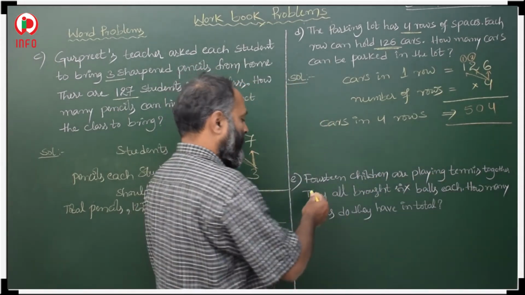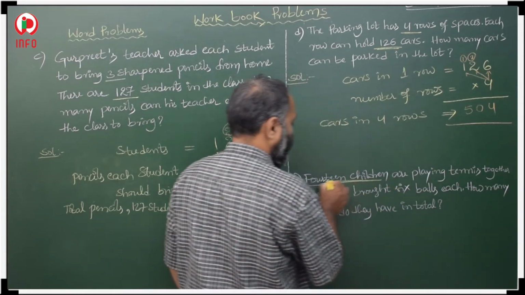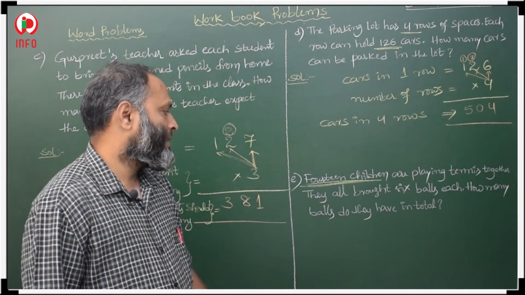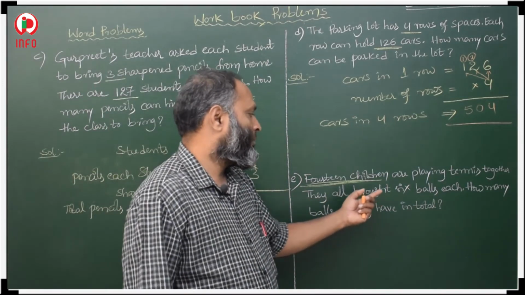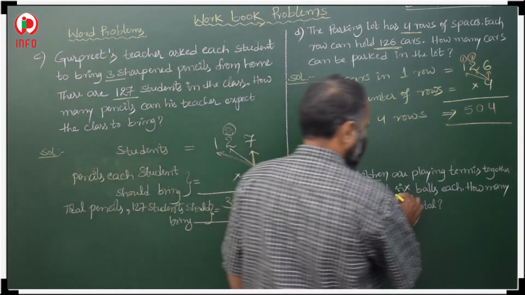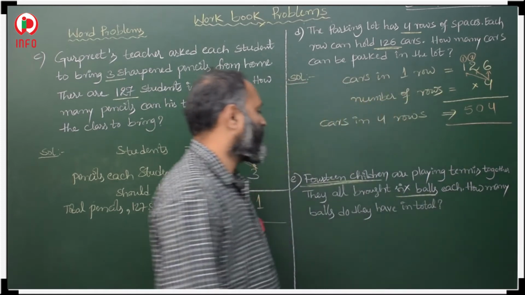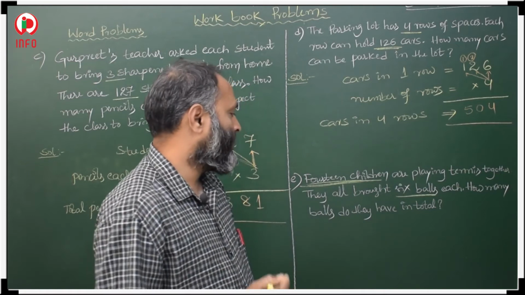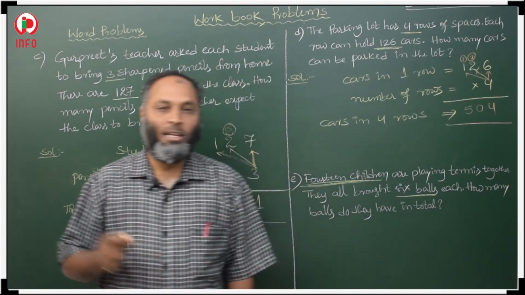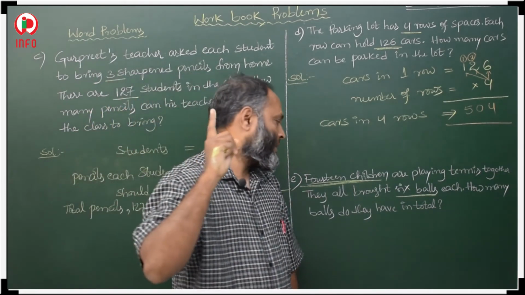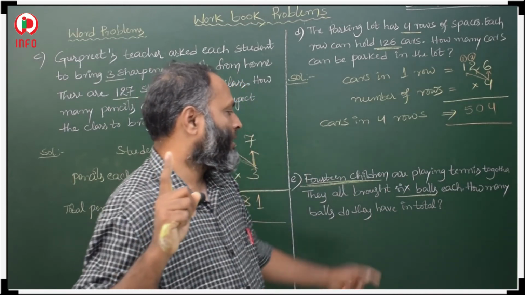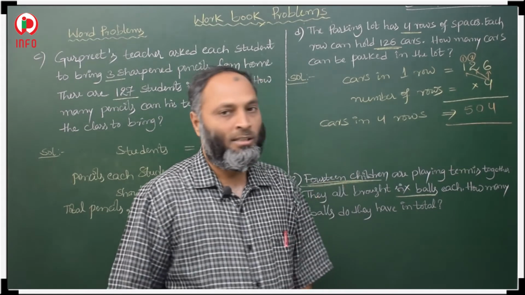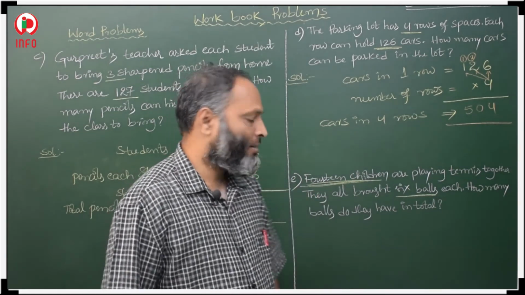How many? 14. It has been given in words. 14 children are playing tennis. They all brought 6 balls, 6 balls each. Each student brought 6 balls. Then how many balls do they have in total? Here about one student is given. One child brought 6 balls. Then how many balls did the 14 children bring? That we have to find.